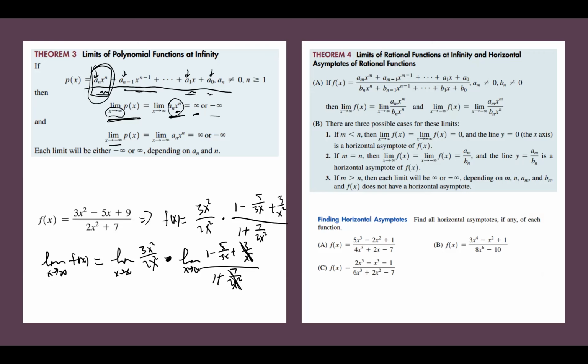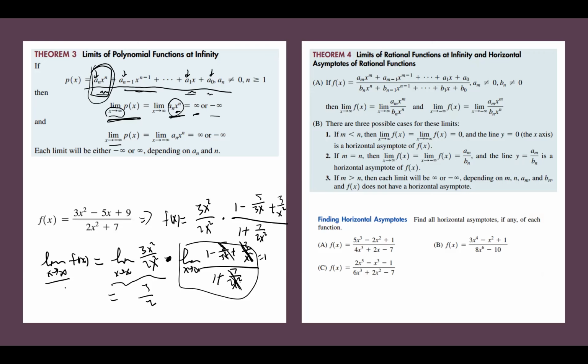This becomes 0 as well. This also becomes 0 because this x goes to infinity, right? So this whole term is actually becoming 1, right? So now we're only left with this term. What this term gives us is just 3 over 2. Right, so we can see that the limit of this function is 3 over 2. So this is the horizontal asymptote when x goes to infinity, right?